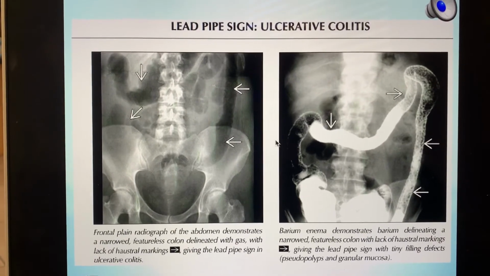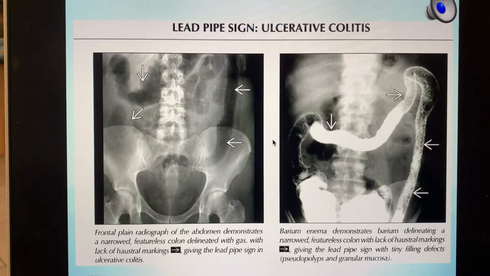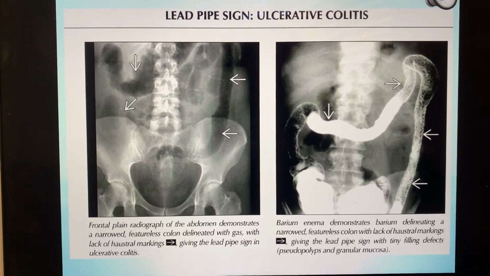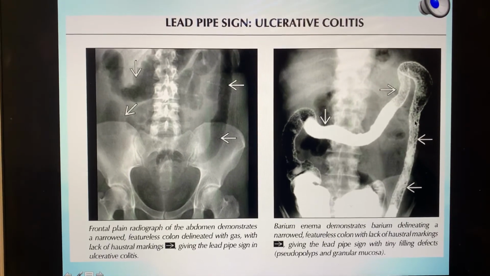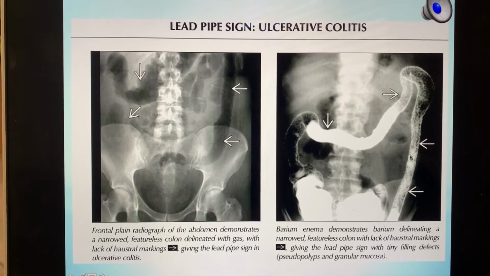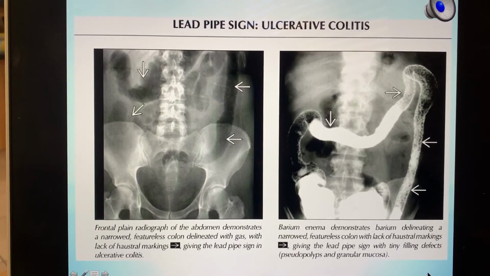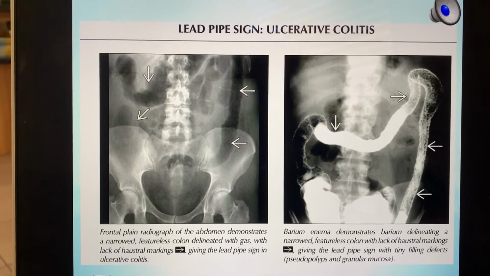On the right side, it's a barium enema, which demonstrates barium delineating a narrow, fissureless colon with lack of haustral markings, giving the lead pipe sign with tiny filling defects, pseudopolyps, and granular mucosa.